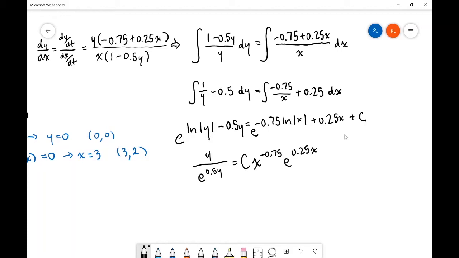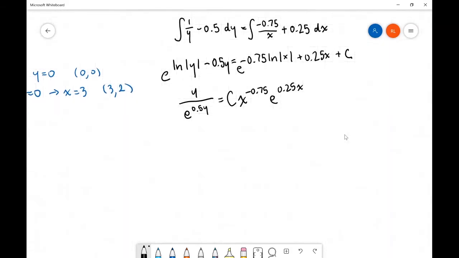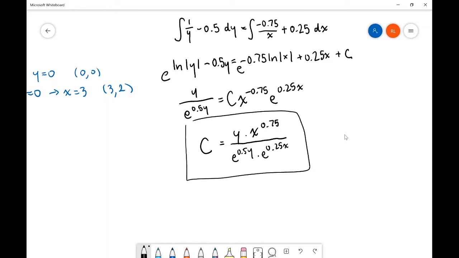And finally, by dividing both sides by this x to the negative 0.75 e to the 0.25x, we get that c is equal to y times x to the 0.75 over e to the 0.5y times e to the 0.25x. And this would be our proof for question 4.